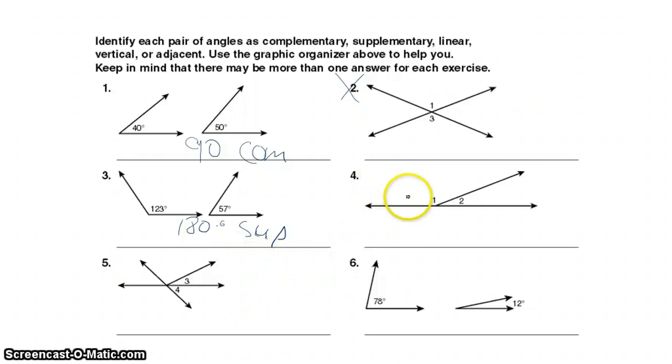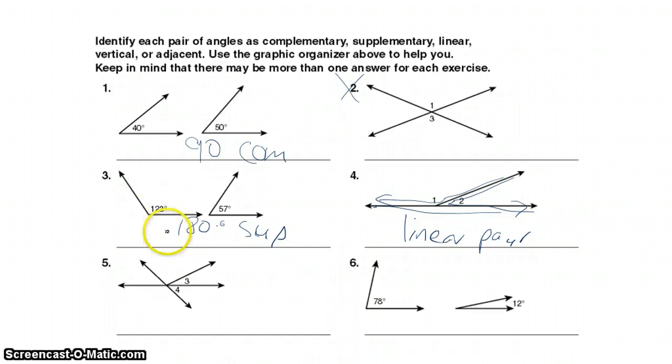Number 4, we have angles 1 and 2. Angle 1 is going off like this, and angle 2 is going off like this. If we were to add these angles together, we would end up with what? Would we call this a straight line? So these would be considered a linear pair.